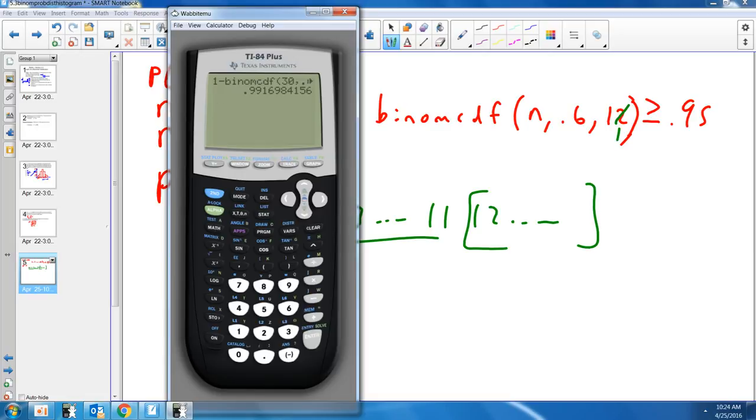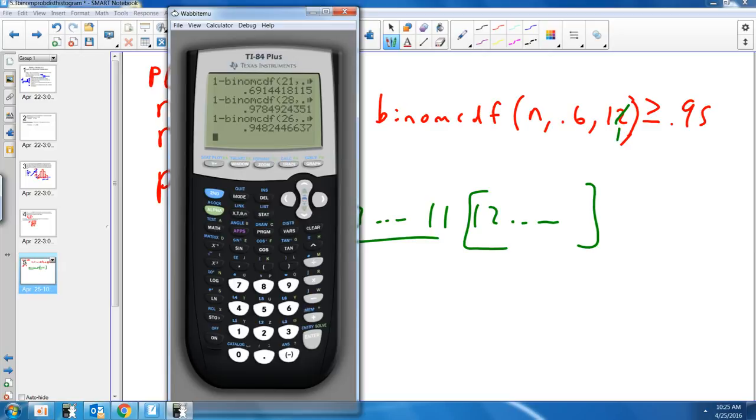So I have to reduce this 30. Again, remember what you're trying to find. You're trying to find your n. I want to reduce that until I get as close to 95% as possible. So let's try 21. That's way off. So it's between 30 and 21. Let's go to 28. Now I'm closer. With very few attempts, you can get pretty close.